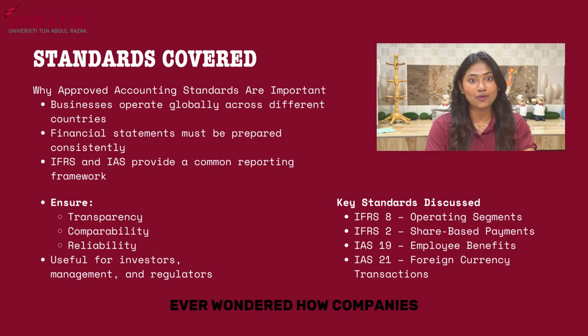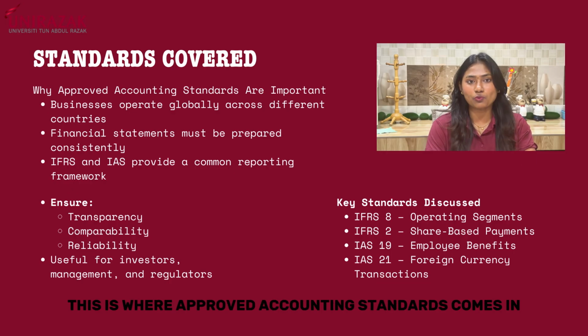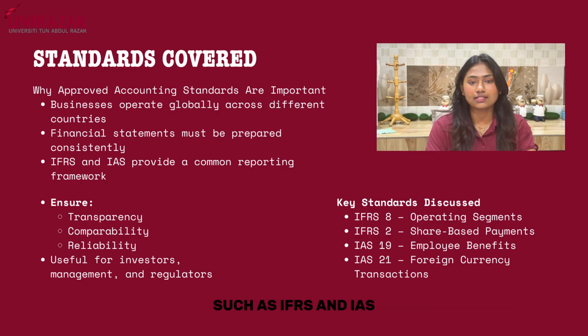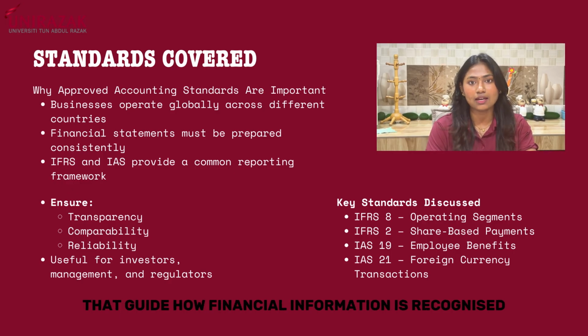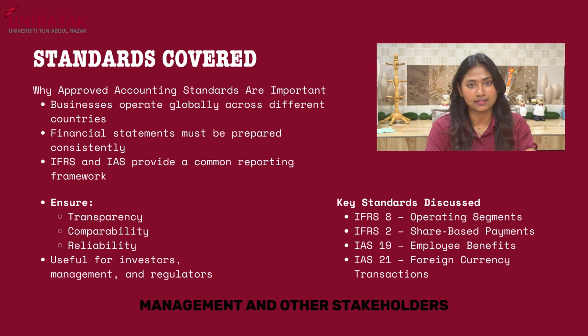Ever wondered how companies across different countries prepare their financial statements in a consistent and reliable way? This is where approved accounting standards come in. Approved accounting standards such as IFRS and IAS provide a common set of rules and principles that guide how financial information is recognized, measured, and presented. They help ensure that financial statements are transparent, comparable, and useful for decision making by investors, management, and other stakeholders.